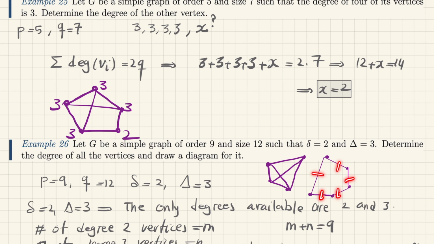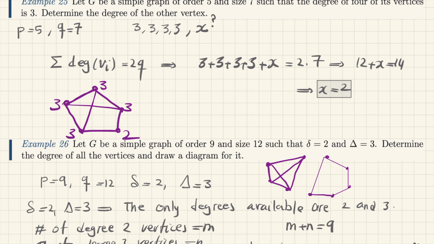1, 2, 3, 4, 5. Unfortunately, this is not correct, unless I add one more edge here. If I add one more edge here, then there are 6 here. There are also 6 here. And then I have 12 edges. That's correct. Now, if I ask you what is the minimum degree in my graph? It's 2. What is the maximum degree? It is 3. All the vertices have degree 3 or 2. So this is correct, I think.